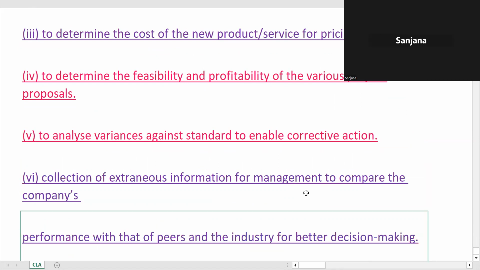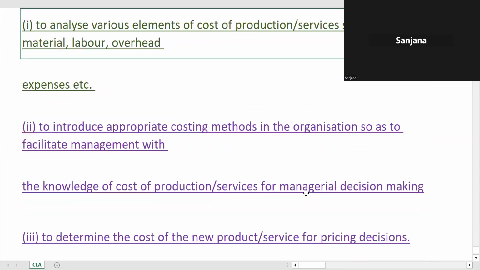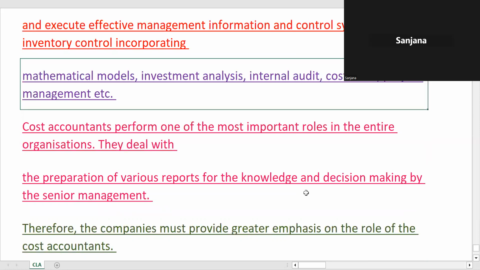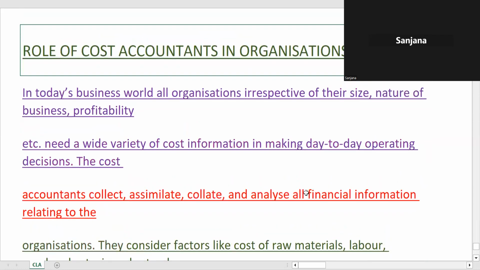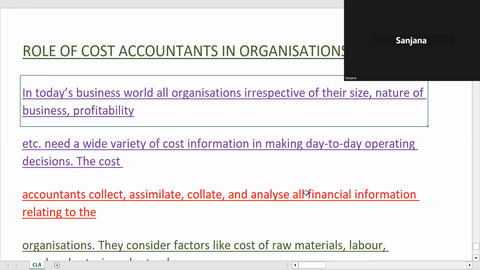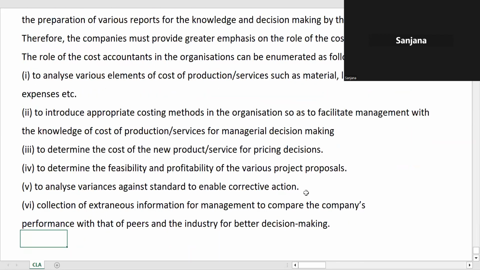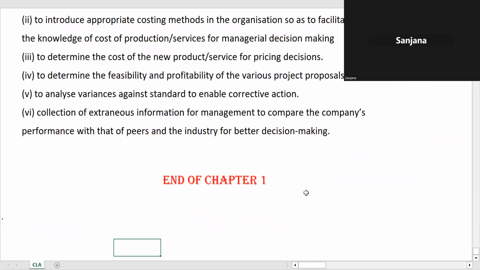So these are your roles of cost accountants. This is the role of a cost accountant in organizations. Very simply, for all these things, you should study the main points and then write them on your own. If you get into that habit, it will be very useful. That is it. So here ends our chapter.